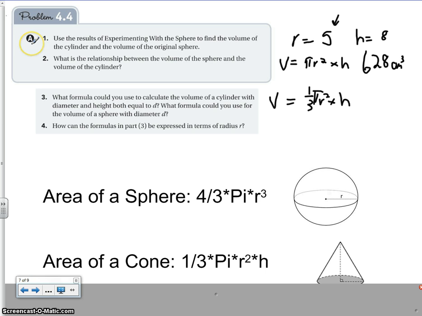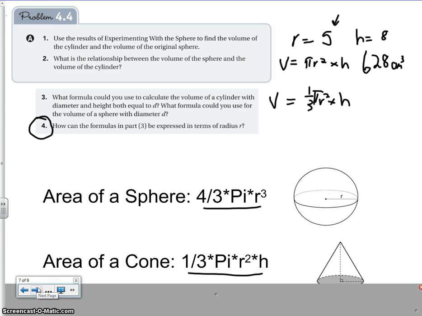So in problem 4.4, it's asking you in A, 1, 2, 3, and 4. We pretty much have done A, 1, 2. 3 asks you to do it in terms of the diameter. 4 is asking you in terms of the radius, which is what we really want to know. So again, make sure that you know these two formulas: 1/3 pi r squared times height for the cone, 4/3 pi r cubed for the sphere.